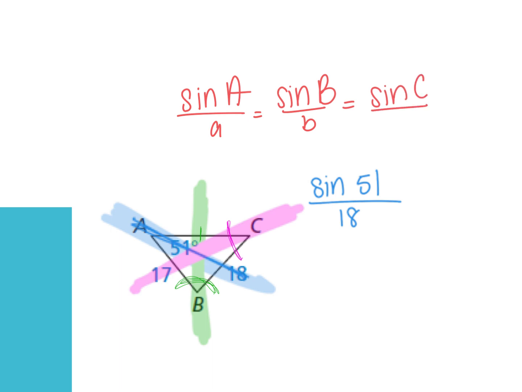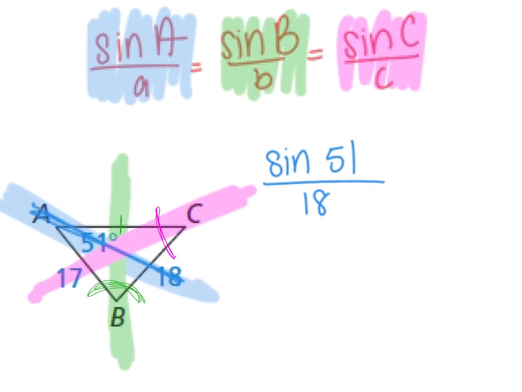Sine C over C. So we'll highlight it so you can know. Right now you're doing sine A over A. Okay, I did sine A over A. Look up at the equation: sine A over A, sine B over B, and then sine C over C. But I'm solving for my C side.